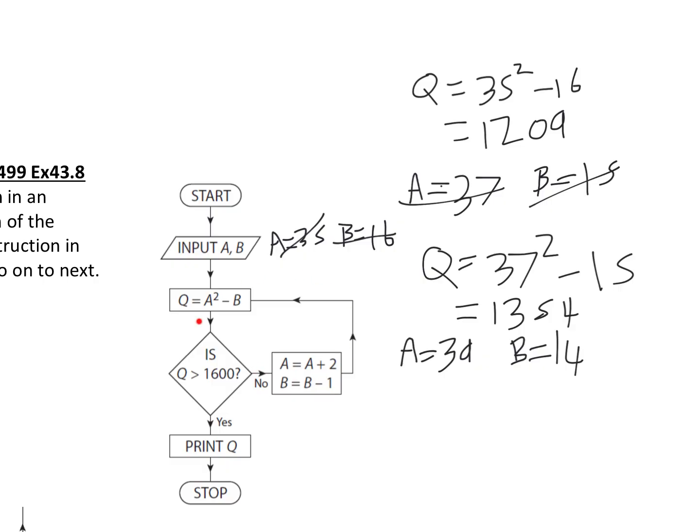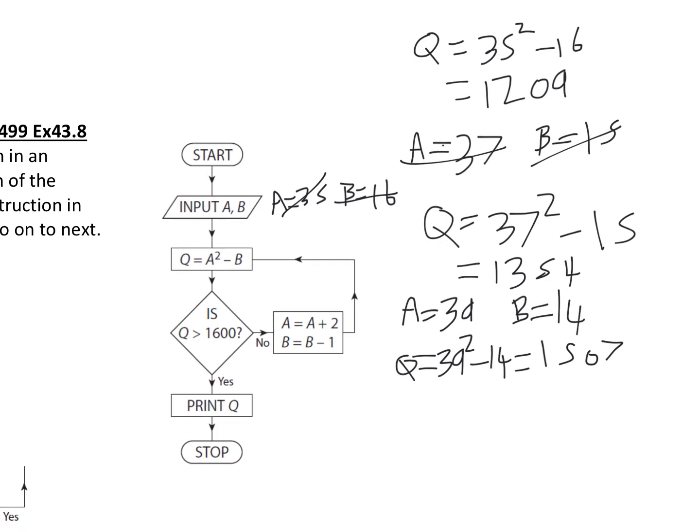And this is where we're following a loop, we're repeating the same process every time. So we now follow that round and we work out a new Q. That's 39 squared minus 14, which gives us 1507, so we're nearly there, I think. We follow the arrow. Is it bigger than 1600? No. So we need to update our A and B values. A is going to be 2 more, so 41 now. And B is going to be 1 less, so 13.